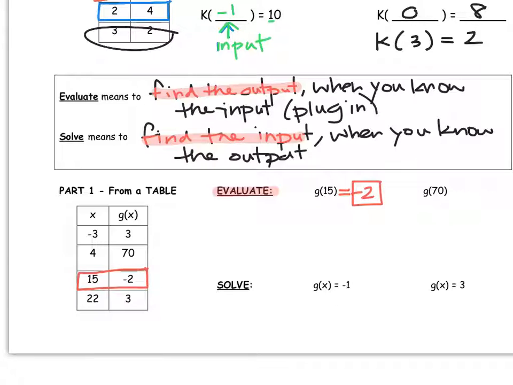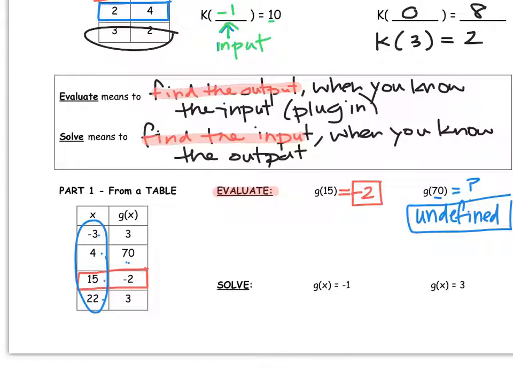Next question I have g of 70. The input is 70. I'm supposed to find the output. So if the input is 70, I look at my table, I do see a 70, but 70 is an output, which means I don't have anything here with an input of 70. So if I can't answer that question, I'm going to write the word undefined. That just means that my table doesn't define an output for an input of 70.